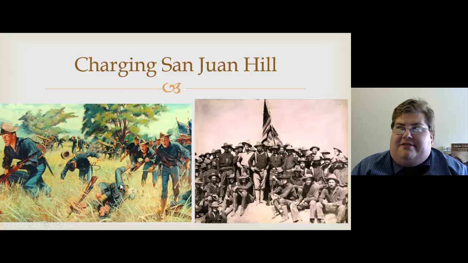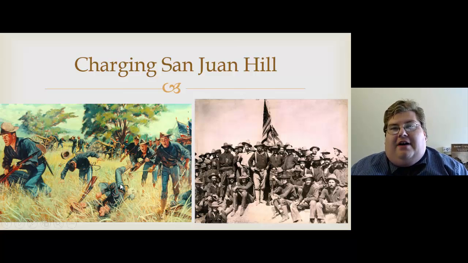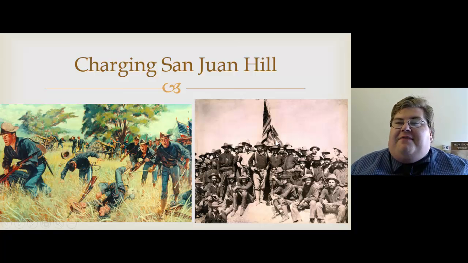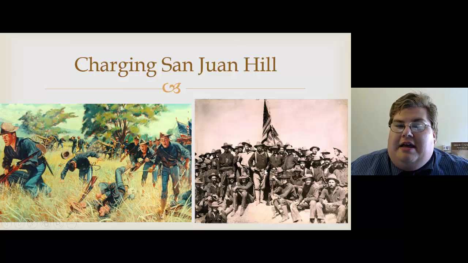Most Americans, 345 will die of combat through the entire war. But 2,500 are going to die from disease and die from heat stroke. We're going to see here, these are the Rough Riders once they finally get to San Juan Hill, including Theodore Roosevelt here in the center.